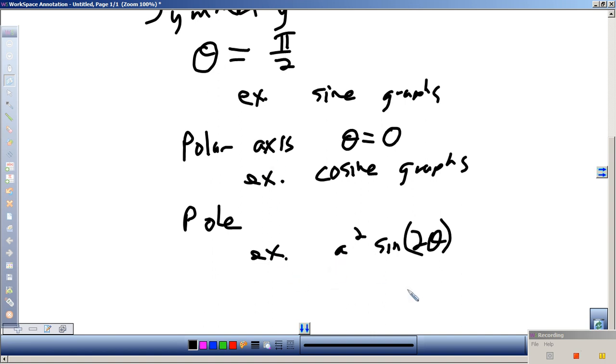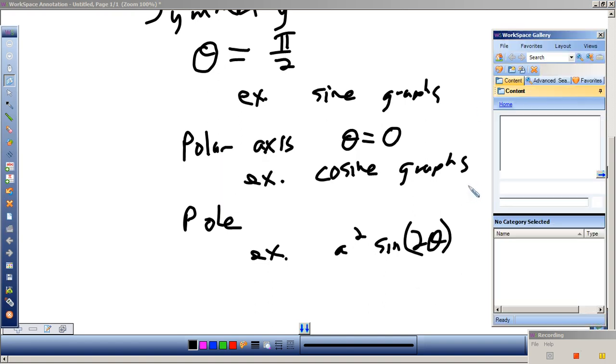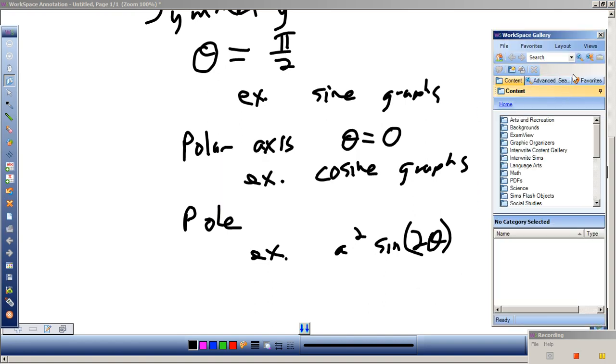Now, if you look at page 546 in your book, you'll see a whole list of types of graphs. They have limaçons, roses, lemniscates, and spiral of Archimedes, and you have different equations for them. Now, we need to be able to do some of the simple stuff by hand. Some of the more complex ones you don't necessarily need to do, but the simple things you need to be able to do by hand.